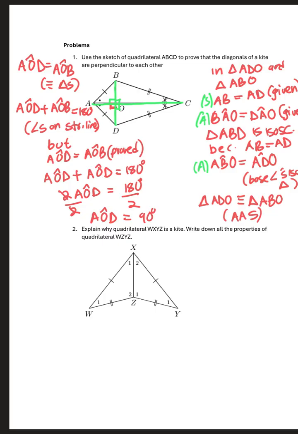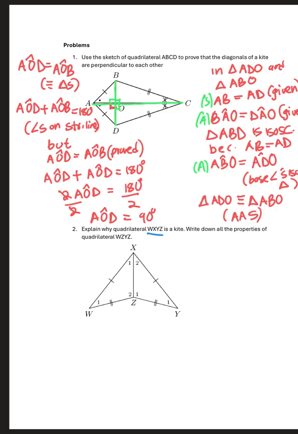It's also going to be 90 degrees here. It's also going to be 90 degrees there. So we have proved that the diagonals are indeed perpendicular to one another. Now the second question says, explain why quadrilateral WXYZ is a kite.